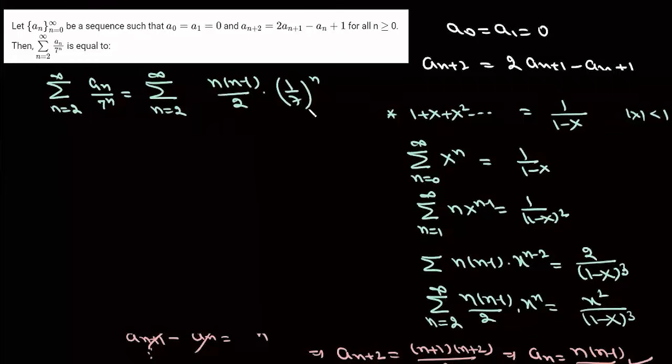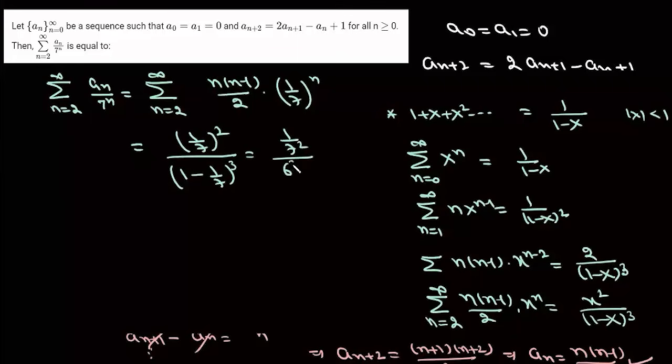Now here the value of x is 1 by 7. So it'll be 1 by 7 square upon 1 minus 1 by 7 cube. So there'll be 1 upon 7 square, and this is 6 cube by 7 cube. So there'll be 7 upon 216. So the answer to this question is 7 upon 216.